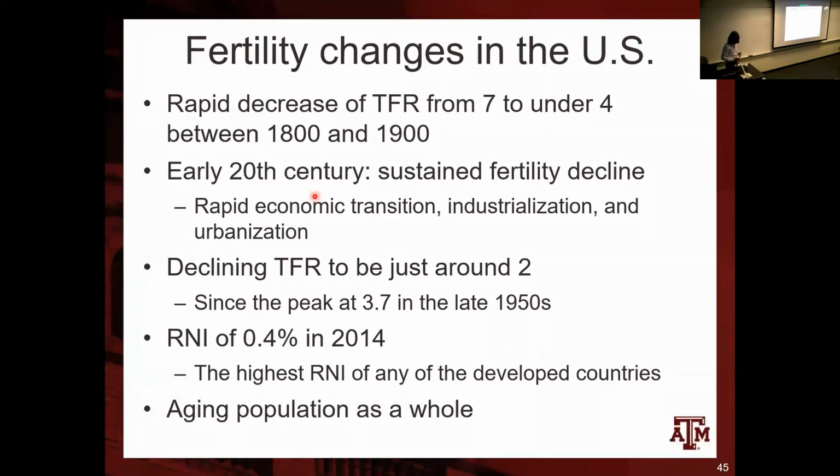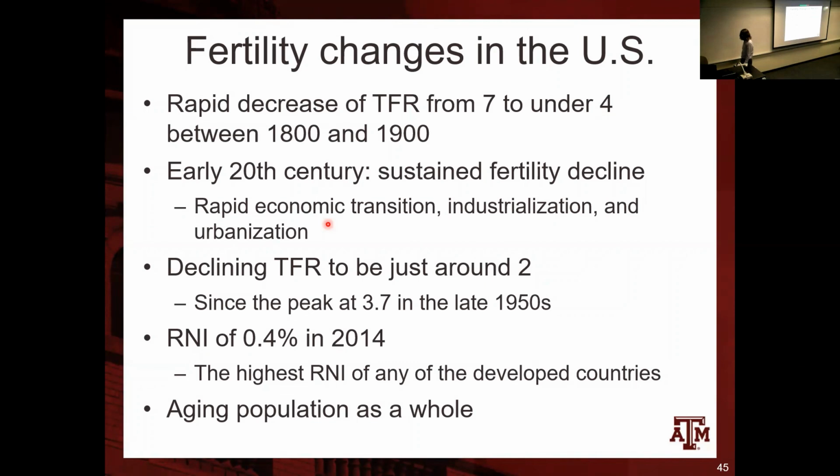And now we go to the US, fertility changes in the US. There was a rapid decline in total fertility rate from 7 children per woman back in the 1800s to 4 children per woman in the 1900s. In the early 20th century, there was a sustained fertility decline related to economic development, industrialization and urbanization. The declining TFR is now around 2 children per woman. Now it's around 1.75 children per woman in the US. And the peak was around 3.7 in the late 1950s.